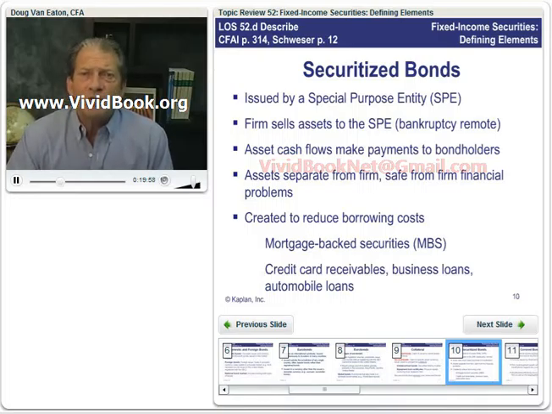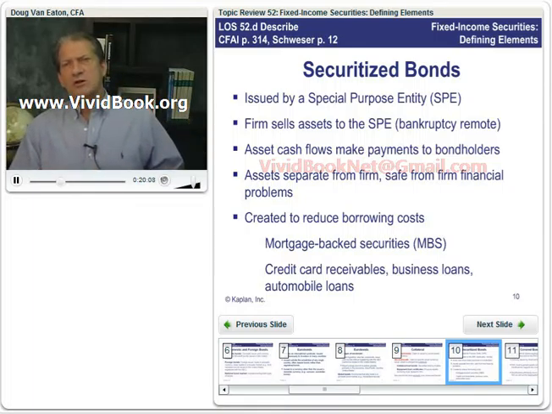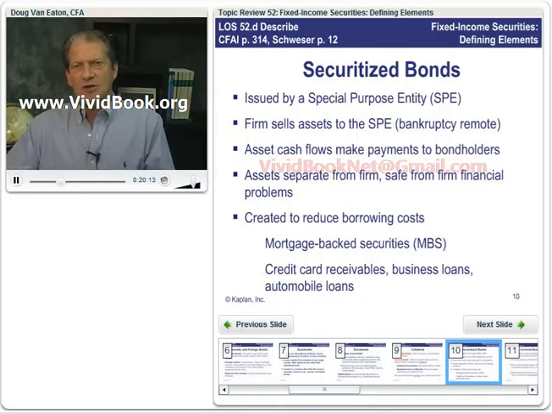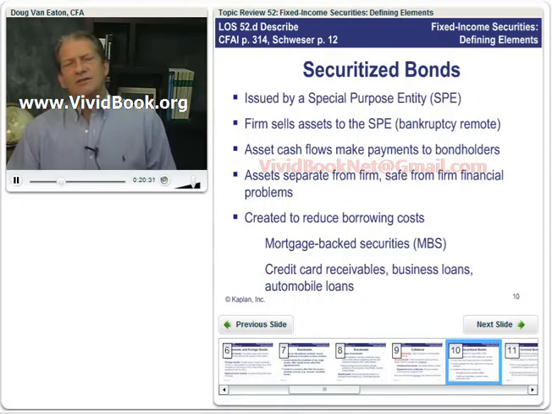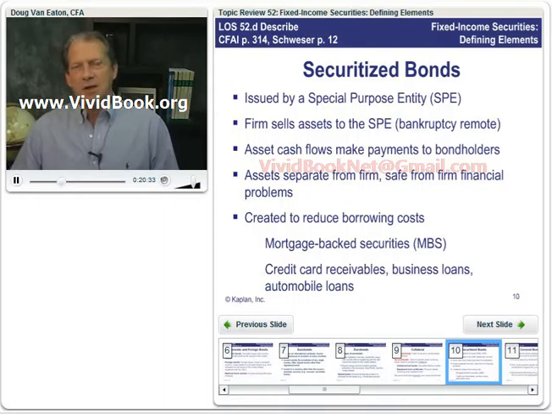Some examples: a huge business in mortgage-backed securities, where mortgages are sold to an SPE, the SPE issues securities, and the payments from the mortgages make the payments to the investors from the special purpose entity or special purpose vehicle. Other examples, I think I mentioned credit card receivables, business loans, automobile loans, whatever you can think of as financial assets that have cash flows can be packaged up to support the borrowing of an SPE.